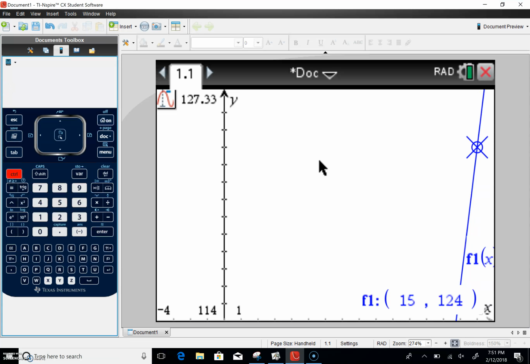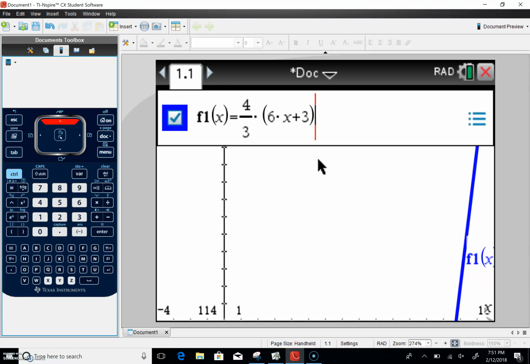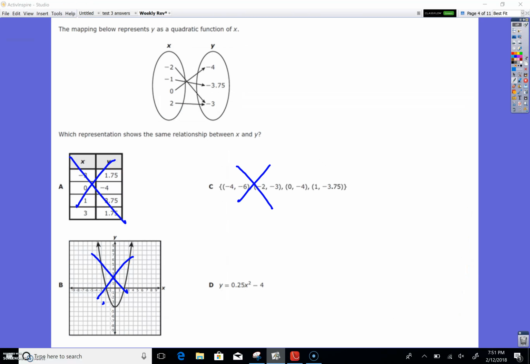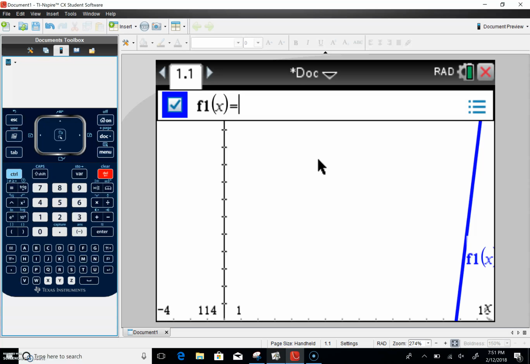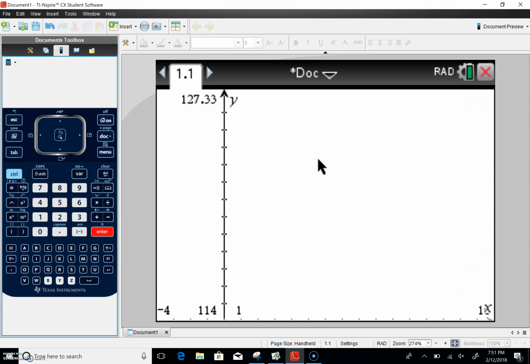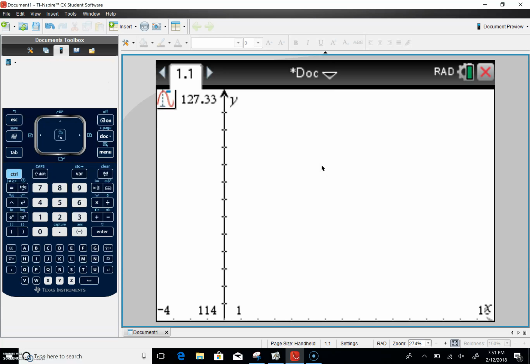Okay, so I'm going to push tab, and I'm going to delete this. 0.25x squared minus 4. Enter. You don't see the graph, it's still okay. Menu, trace, graph trace. Okay.